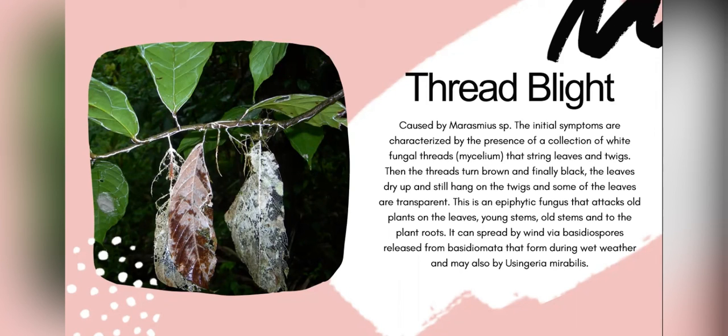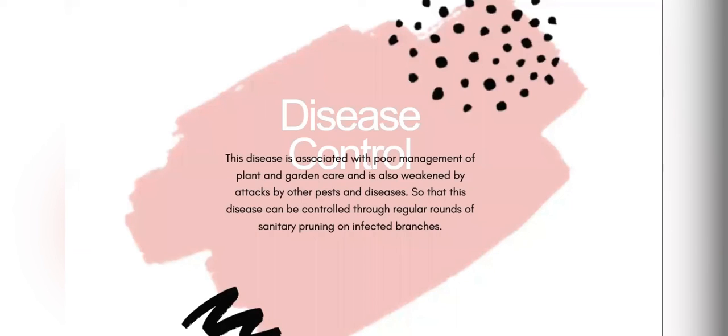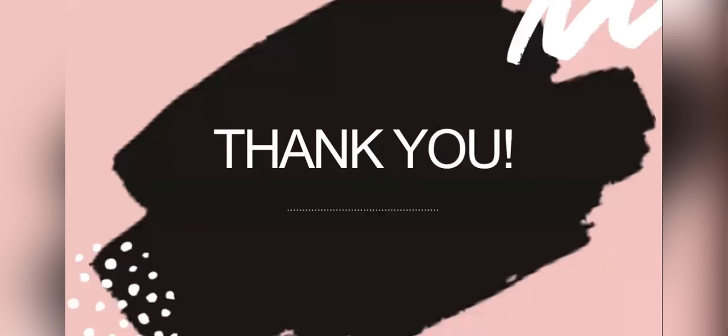This is an epiphytic fungus that attacks all parts of the plants: the leaves, young stem, all stem, and to the plant roots. It can be spread by wind via basidiospores released from basidiomata that form during wet weather. So to control thread blight, the disease is associated with poor management of plant and garden care and also weakened by the attacks by other pests and disease. So this disease can be controlled through regular rounds of sanitary pruning on infected branches.